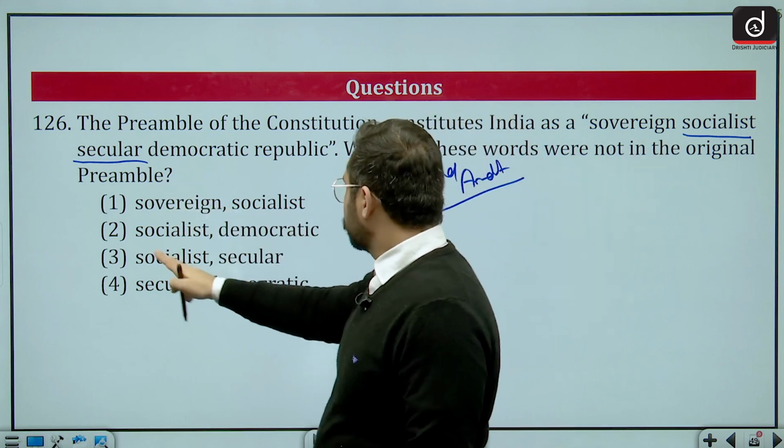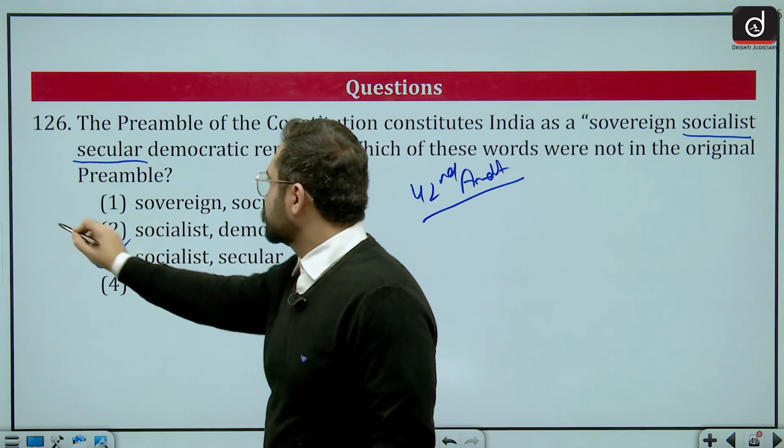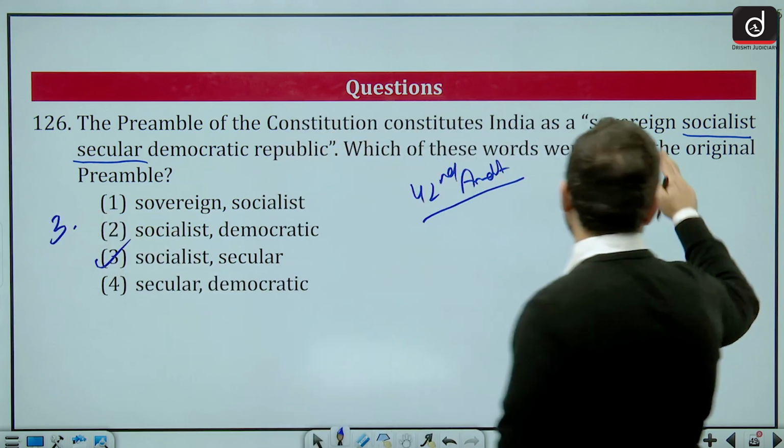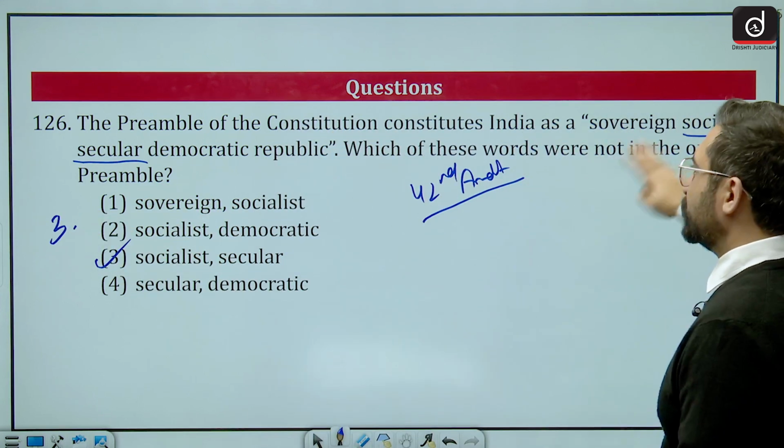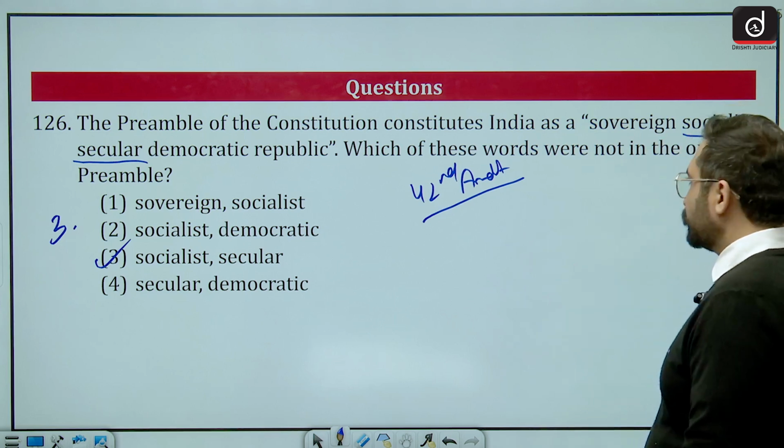Socialist and secular है कहीं? ये रहा. Third is your answer. Initially, it was only sovereign democratic republic. Then socialist and secular word was inserted.